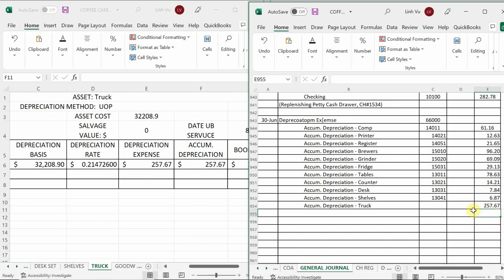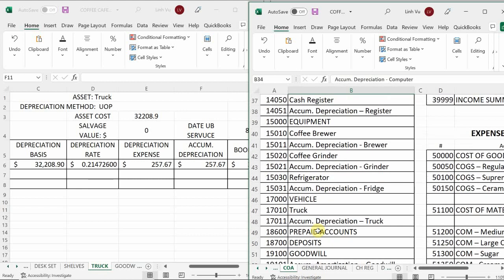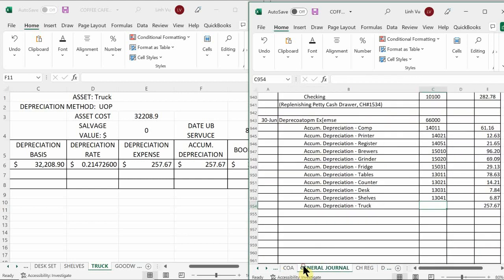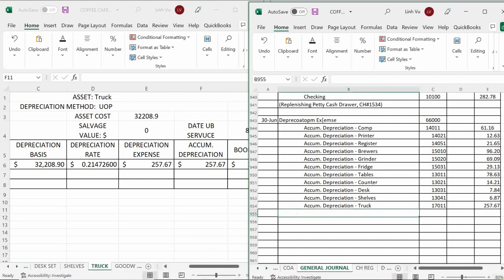Okay. And let's see what account number that is. So accumulated depreciation for the truck is going to be 17011. Okay. You have all the notes that you need. So in this case, you can make a note saying depreciation expense for all fixed assets for June.